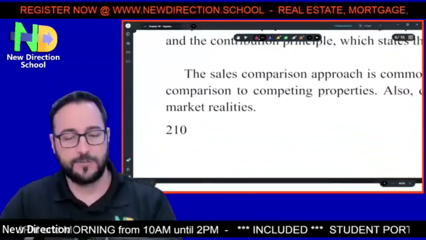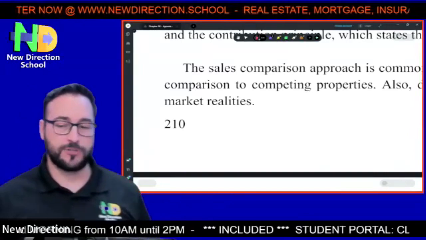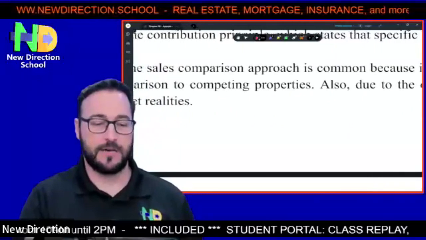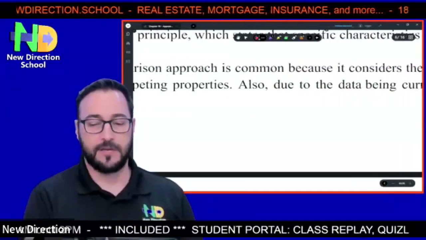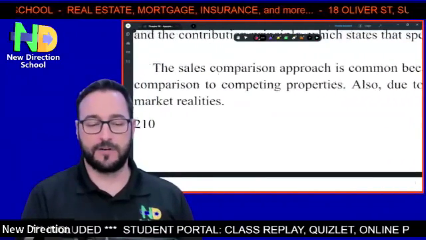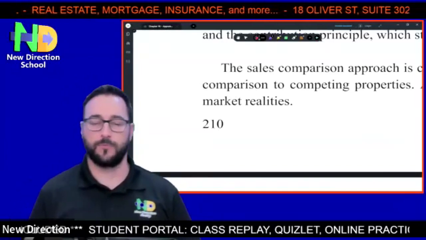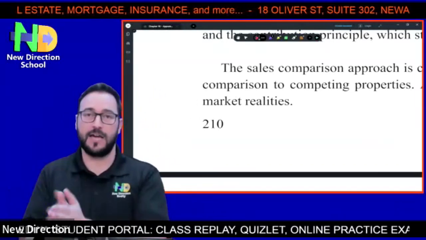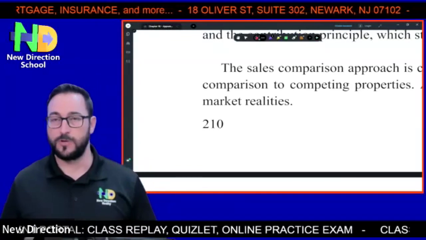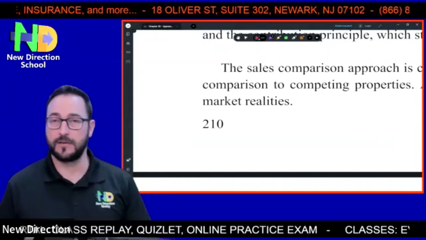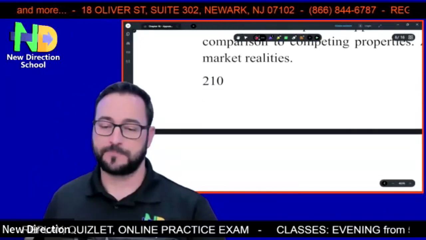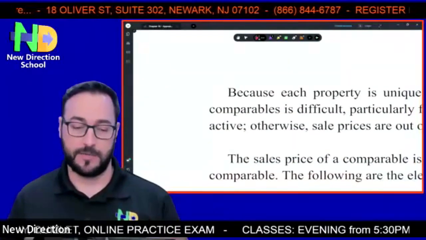So the sales comparison approach bases itself on these two principles: substitution and contribution. It is common because it considers a subject property's specific amenities in comparison to competing properties. Also, because the data is current, the approach comprises current market realities. Properties are on the market now, so it's best for that. We're not going to compare properties from today with properties that sold 10 years ago, different values. So it's one of the best approaches, depending on the type of property.